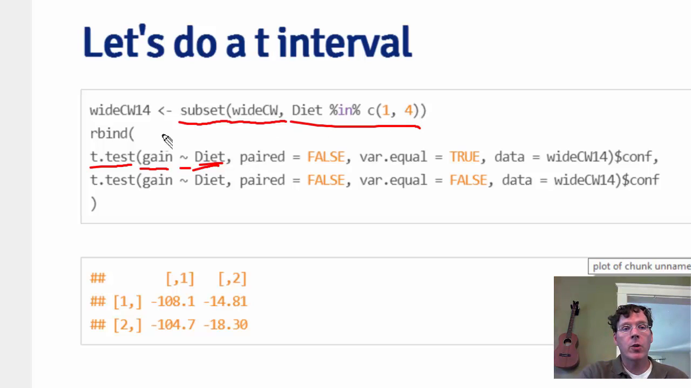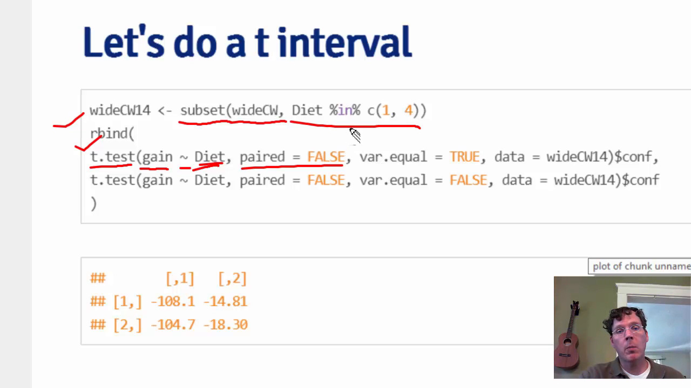Here I show the interval. Again, I'm collecting the results with an R-bind statement. Here I show the interval. I want paired equals false, which in this case paired equals true isn't even an option because the vectors are of different length.